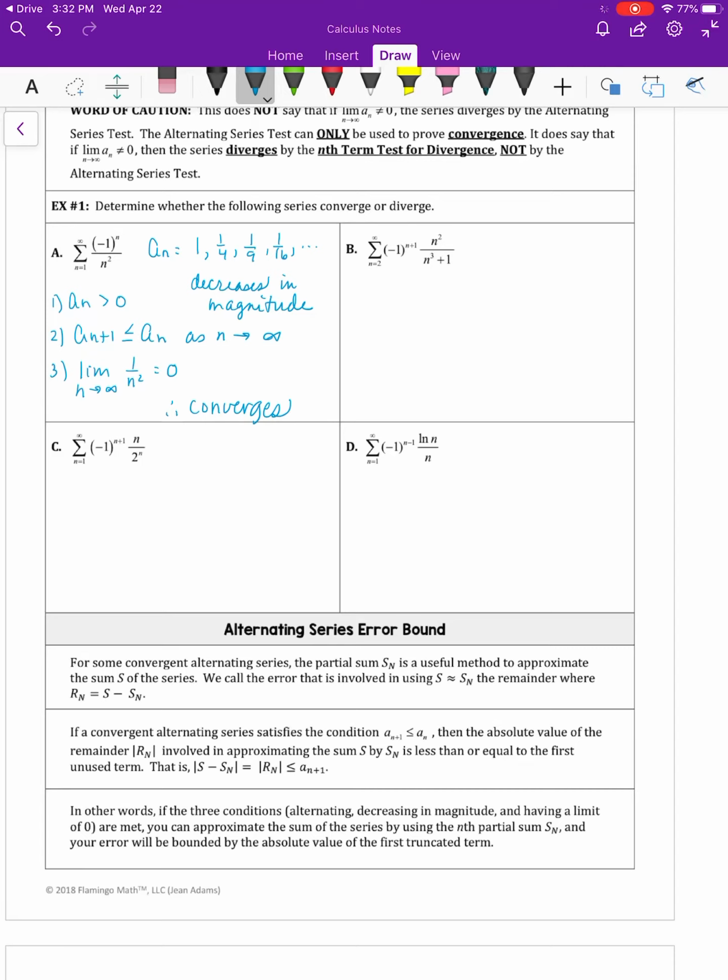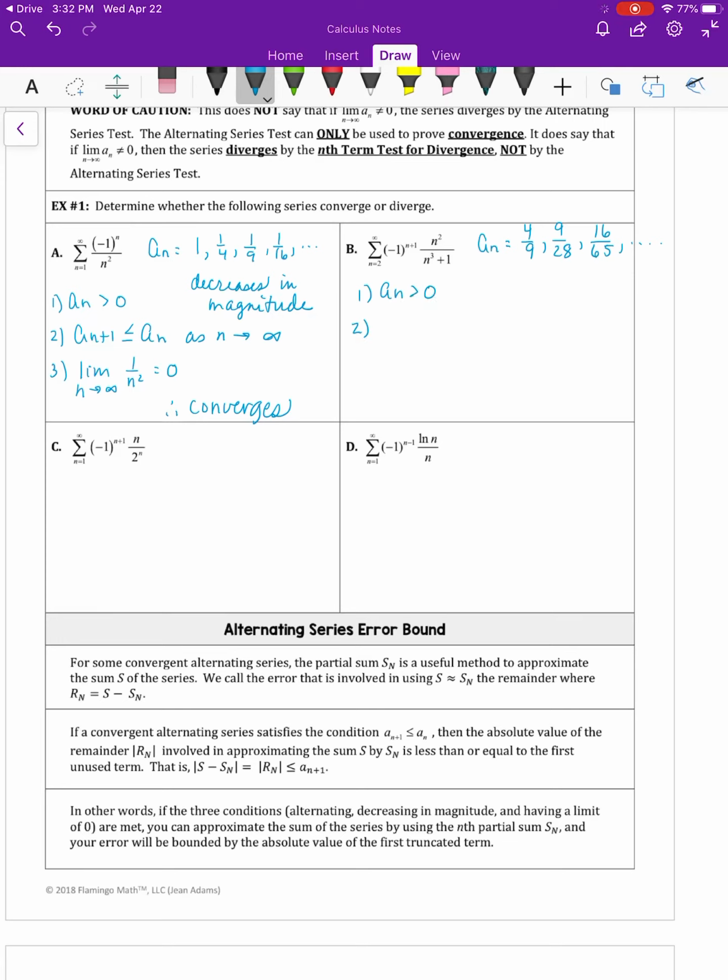So again, did you decide whether your alternating harmonic series converges? I hope you say yes, because the harmonic series does not converge by itself, but the alternating harmonic series does converge. Okay, so part B. Summation from n equals 2 to infinity, negative 1 to the n plus 1 times n squared over n cubed plus 1. So let's just look at the sequence.